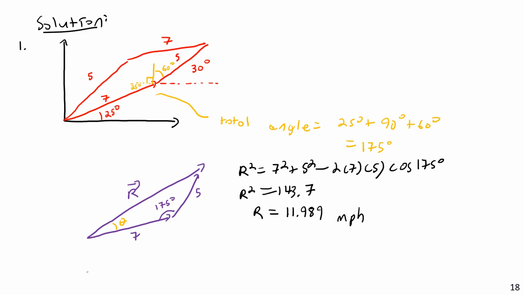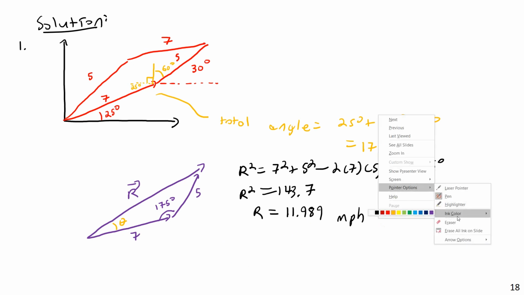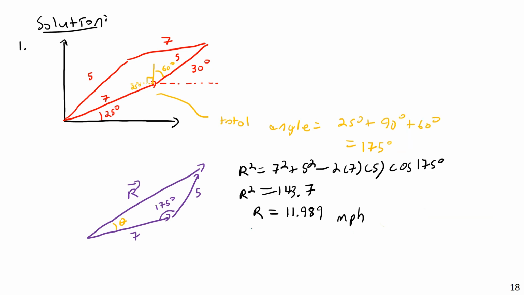Again, if I can find this theta here, I can find the global theta very easily. And I can do that just using the method of sines. Once I have this 11.989, the rest is basically cake. So I can just apply the method of sines that we discussed previously. That would be, let's see, the sine of theta over 5 must be equal to the sine of 175 divided by r, which is 11.989.